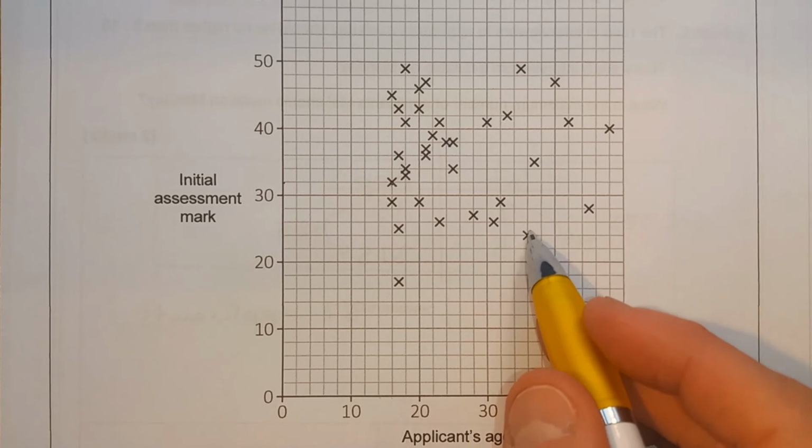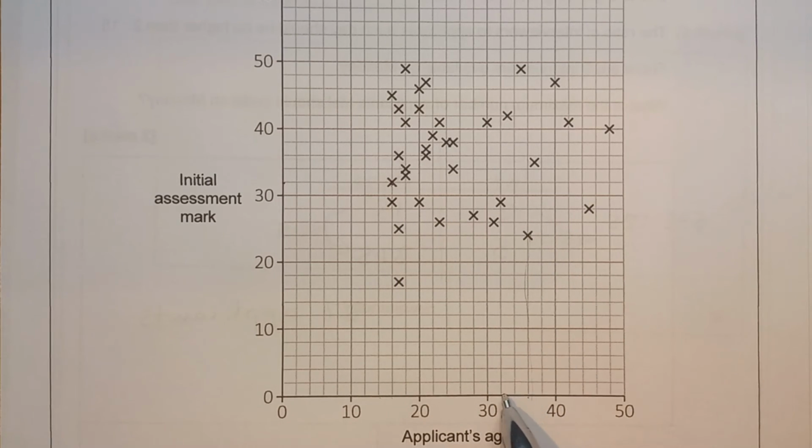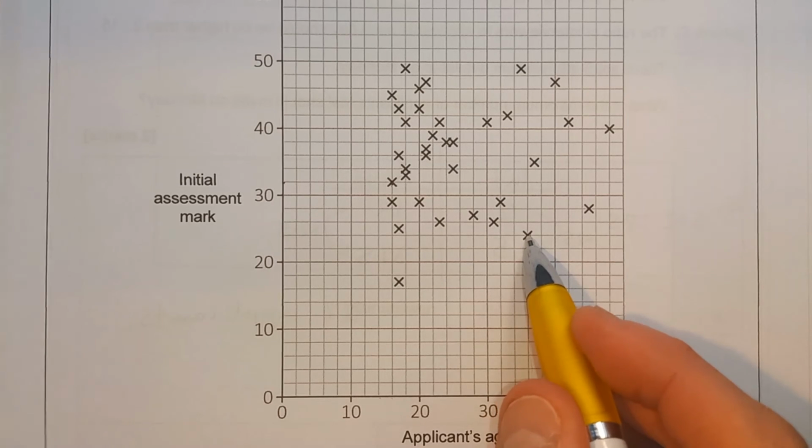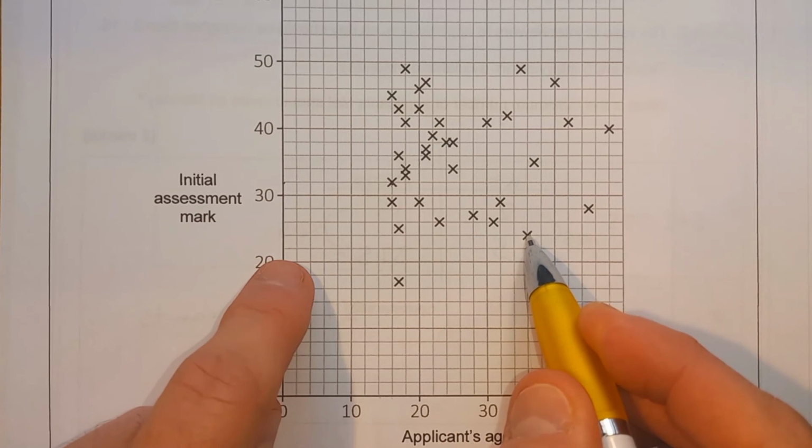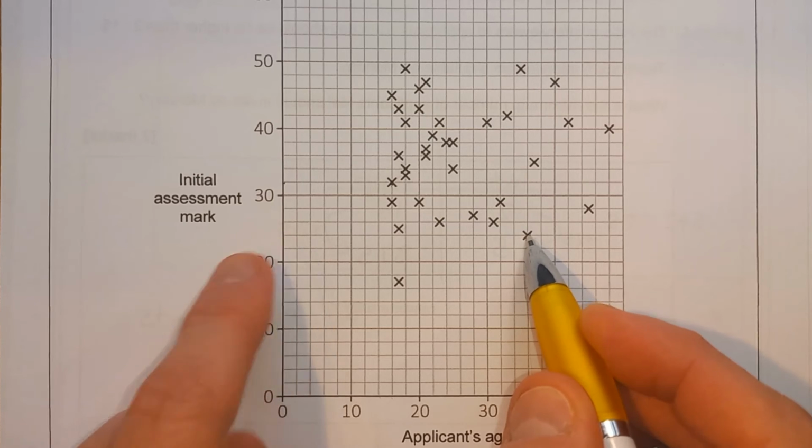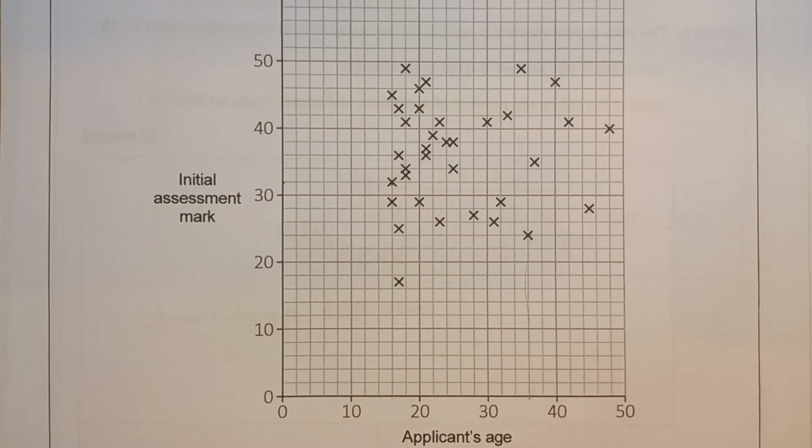We can pick another one. This person here. So 2, 4, 6. So this was a 36-year-old. And their mark was 22, 24. And they got a mark of 24. So this is showing all the different results that they got.